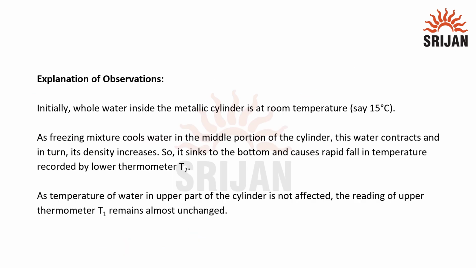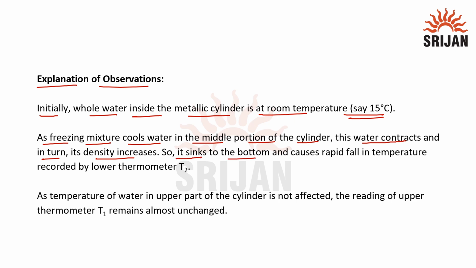Now let's understand the explanation of observations. Initially, the whole water inside the metallic cylinder is at room temperature, say 15 degrees Celsius. As the freezing mixture cools the water in the middle portion of the cylinder, this water contracts and in turn its density increases. We know that on cooling, the density of a substance increases and its volume decreases. So it sinks to the bottom and causes a rapid fall in temperature recorded by the lower thermometer T2.